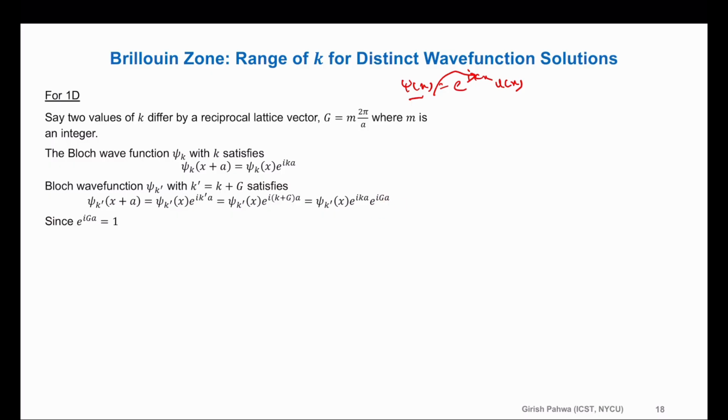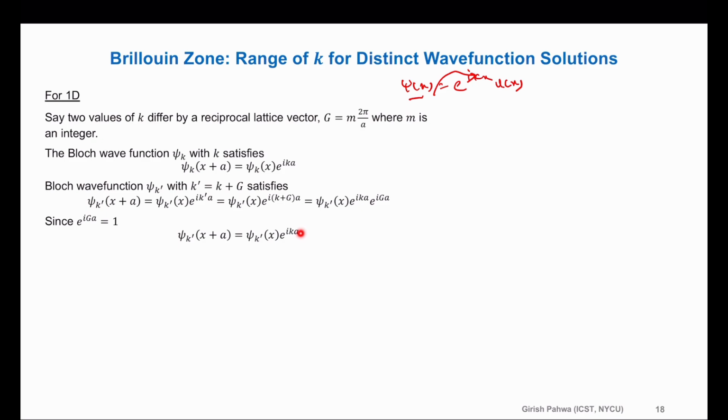So this is 1. So what do I have? ψ_k'(x+a) = ψ_k'(x) e^{ika}. What does it mean? The wave function corresponding to k satisfies this, and e^{ika} appears here. This also satisfies the same relation, and e^{ika} appears here, not k', it is k.